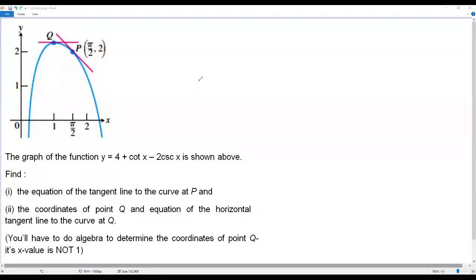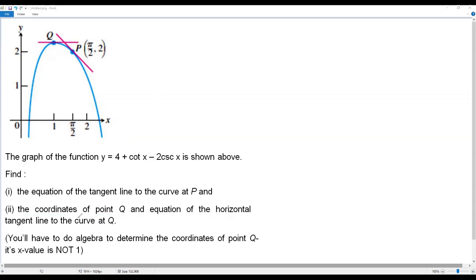Here we have an AP Calculus AB problem. There is a graph given over here. The graph of the function y = 4 + cot x − 2 csc x is shown above. Find the equation of the tangent line to the curve at point P, find the coordinates of point Q, and find the equation of the horizontal tangent line to the curve at Q.